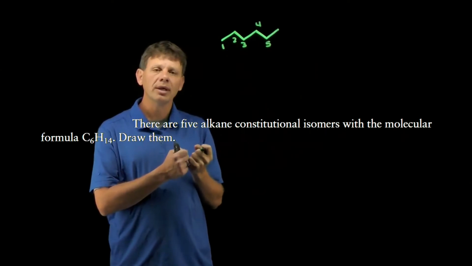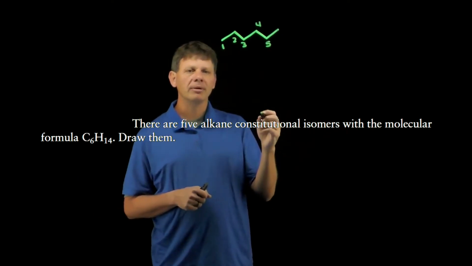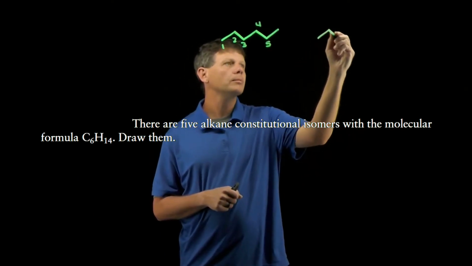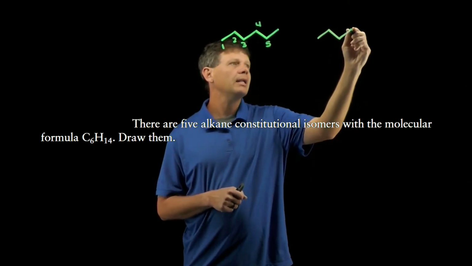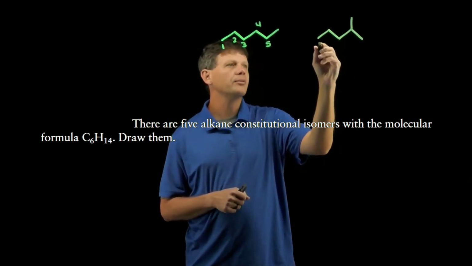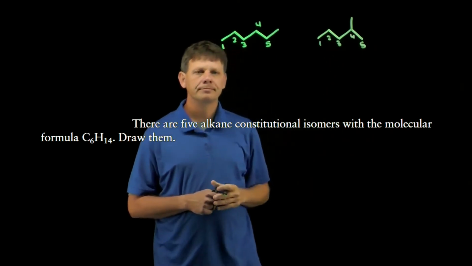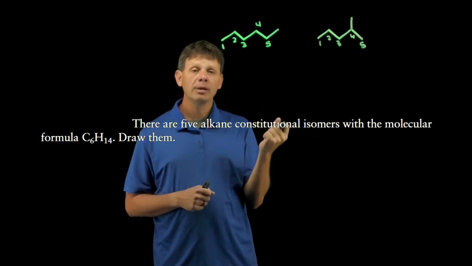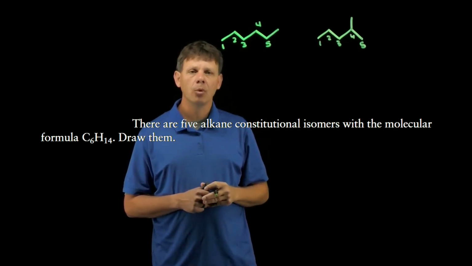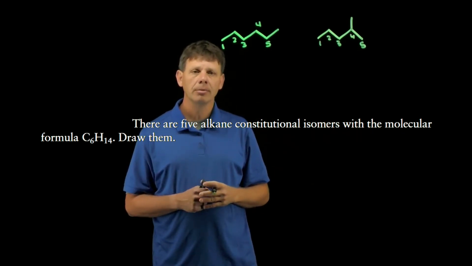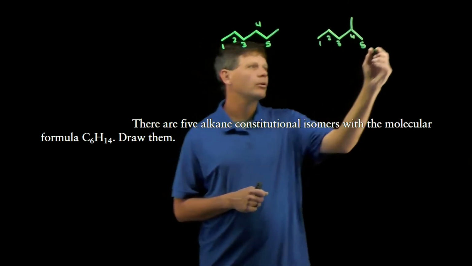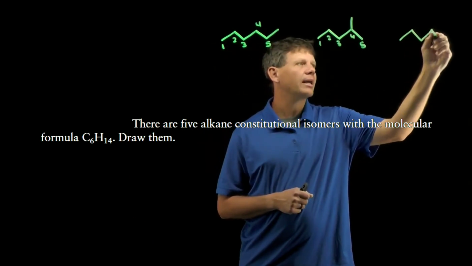This tells us then that we can move that methyl group from carbon 5 to carbon 4 to generate a new constitutional isomer. Can we move that methyl group 1 carbon more to carbon 3 to make a new constitutional isomer? In fact, we can. Let's do that.